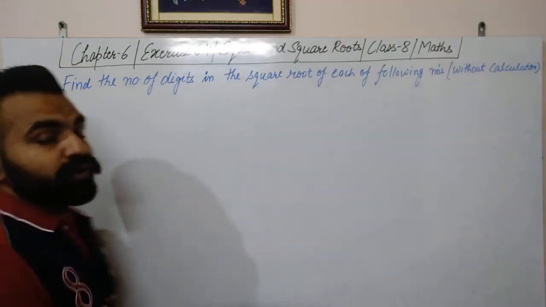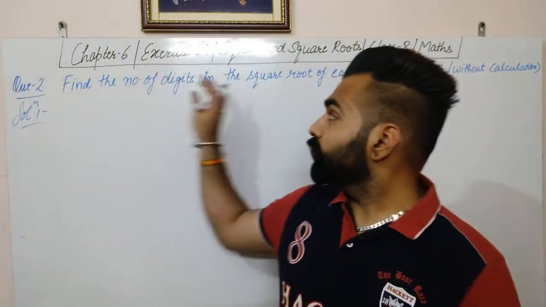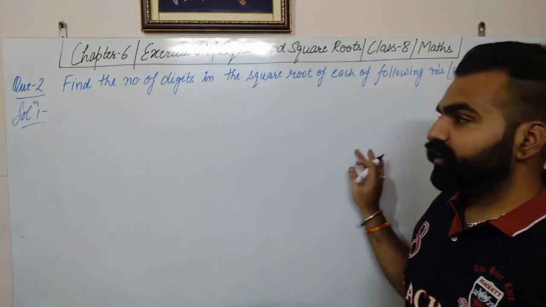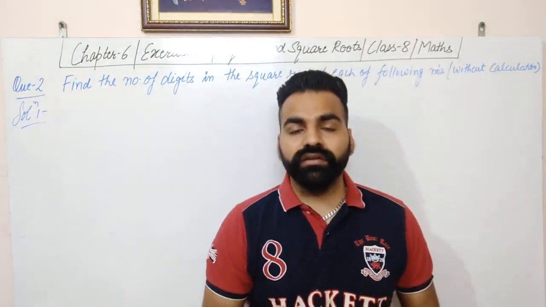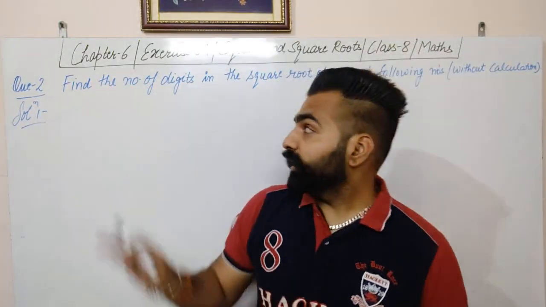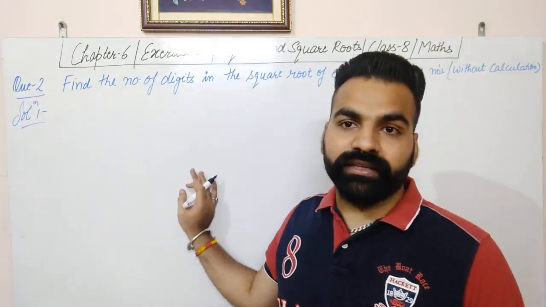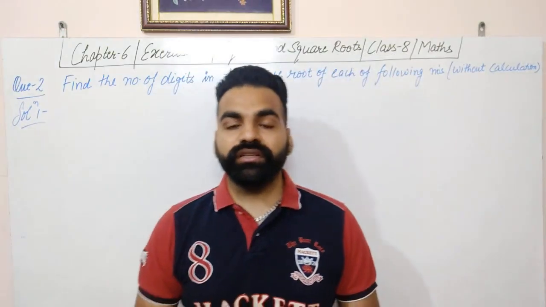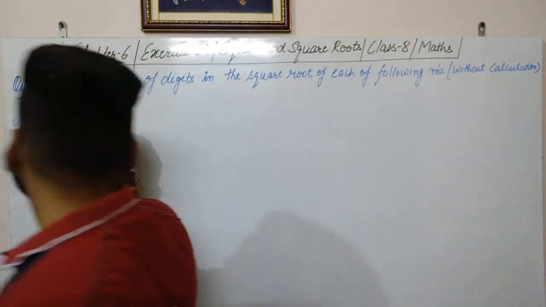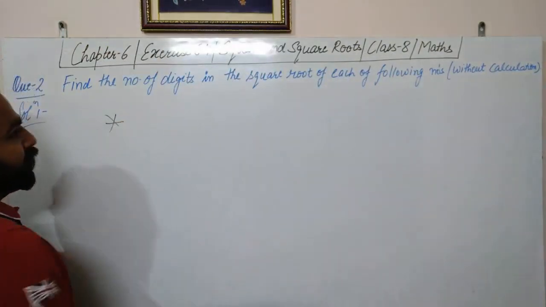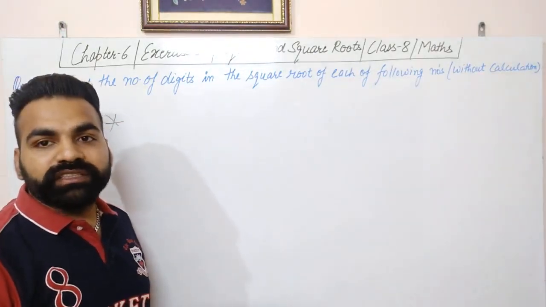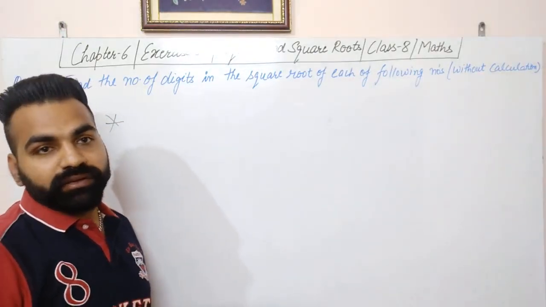Now question number 2 is: find the number of digits in the square root of each of the following numbers. So some numbers will be given. We have to tell how many digits will be in the square root of those numbers. So before starting the question, let us write an important point. By this result, we can directly find the number of digits in the square root of any given number.